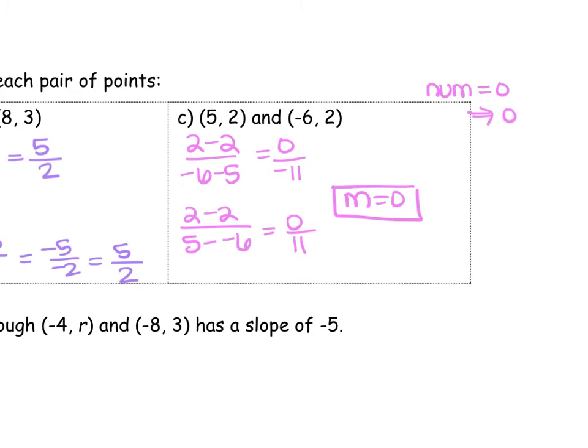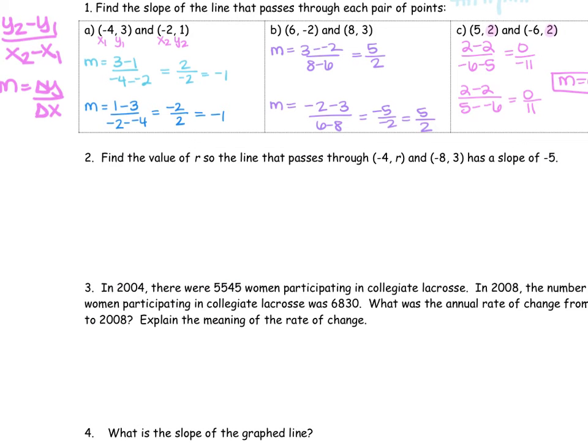And that should make sense, because if you look at these coordinates, you might not have noticed it right away, but that's okay. If you look at these coordinates, both of those points have a y coordinate of 2. So that means this is a horizontal line. If you were to graph 5, 2, and -6, 2, and connect those 2 points, you're going to have a horizontal line, and every point along that line has a y coordinate of 2. The slope is 0.